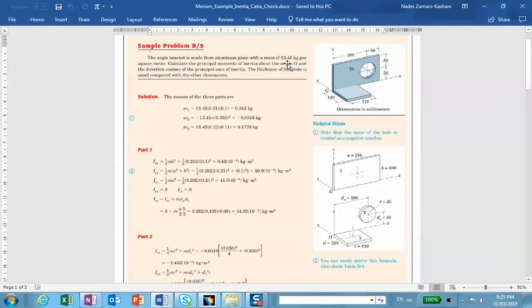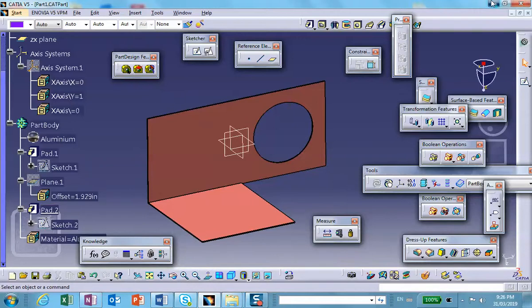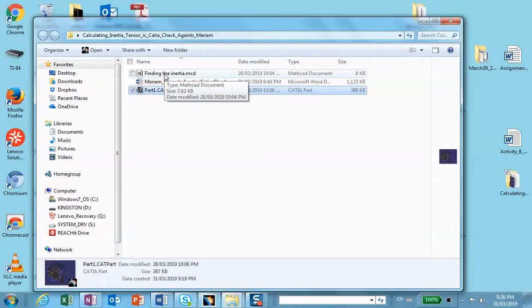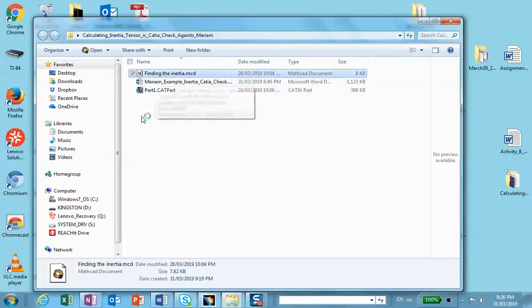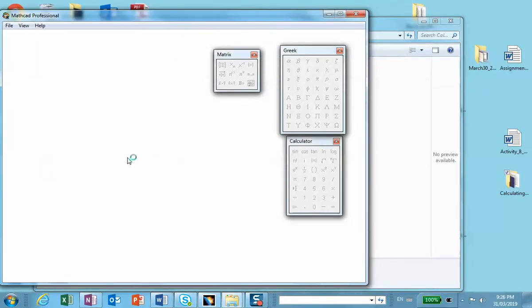Now, notice that when it comes to doing this problem in Catia, I have to assume some thickness here. And I believe I'm assuming a thickness of 1. So the thickness is 1. Actually, let me see for a second. I'm not 100% sure what I did for the thickness. So let me start this MathCAD file. Let me see for a second. Here I have used the thickness to be 1 millimeter, right here. Okay? So, here's the situation.